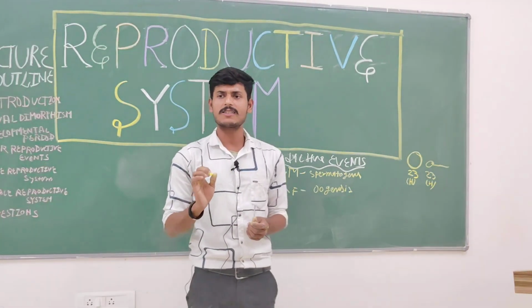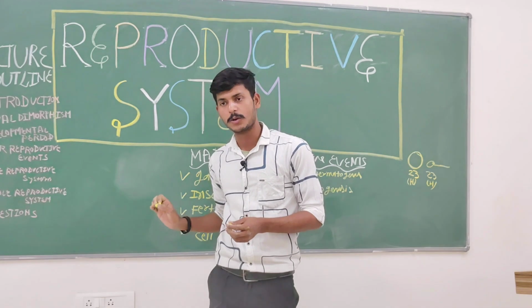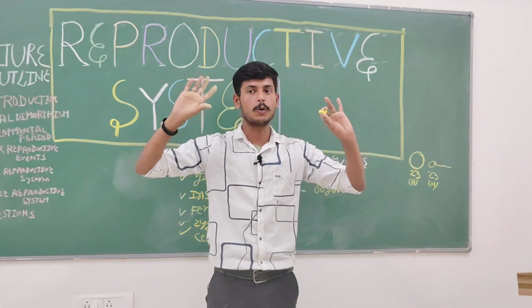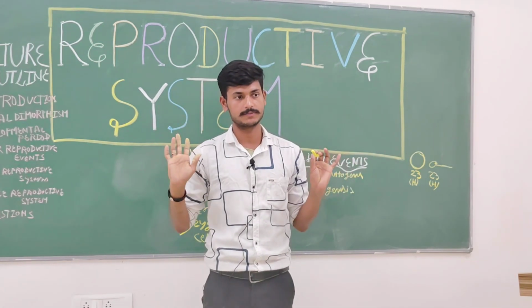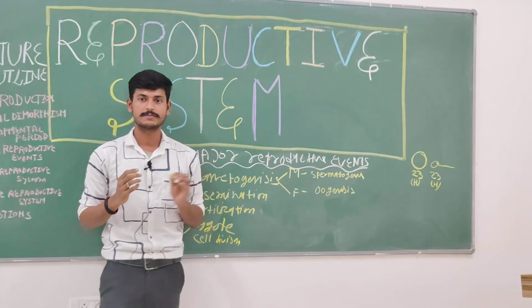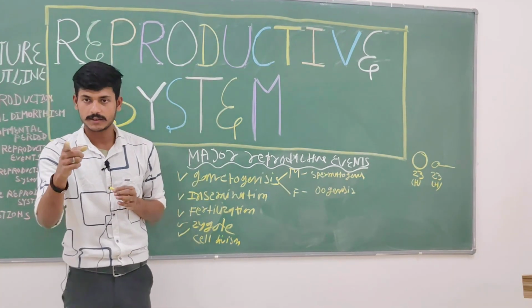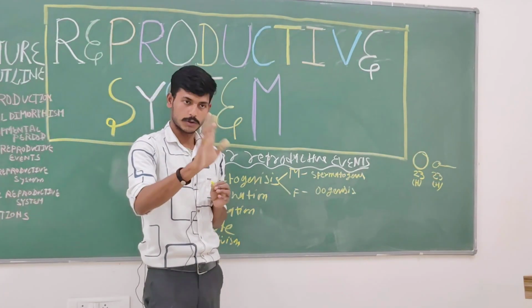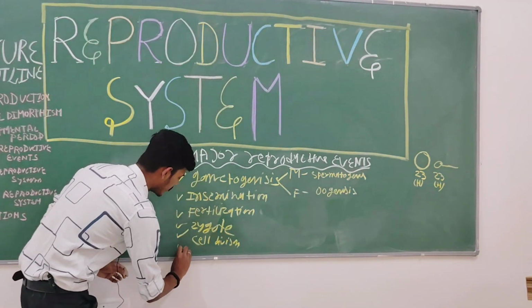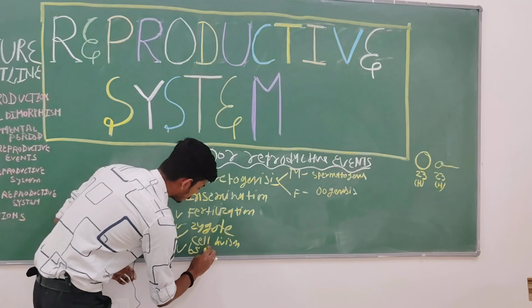Now, at which stage of cell division is the zygote implanted in the endometrial lining of the uterus? Have you heard about the blastocyst? Very good. So the next step is blastocyst formation.